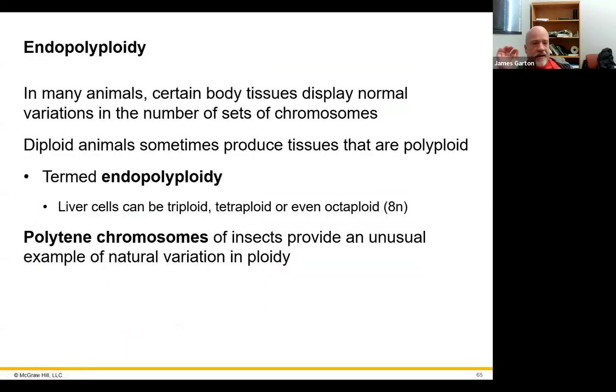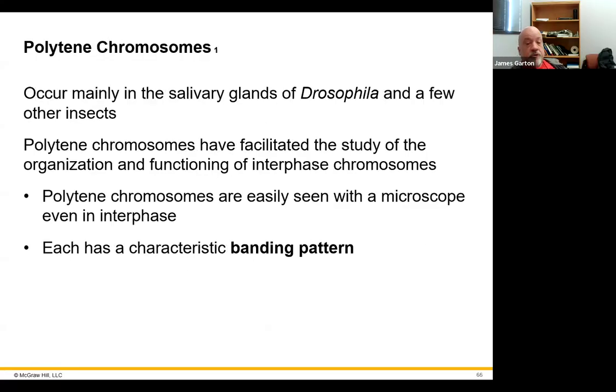And then you have endopolyploidy. Certain cells in certain types of tissues might be polyploid. For example, it is not unusual for cells in your liver to be tetraploid, triploid, or even more. And then you have these things called polytene chromosomes. You usually find them in insects.